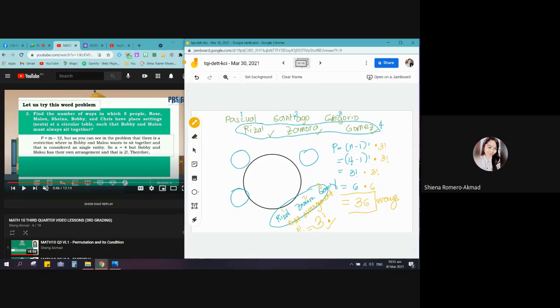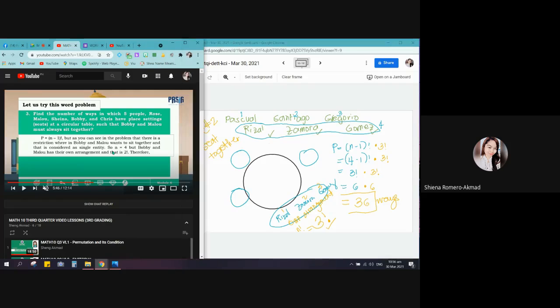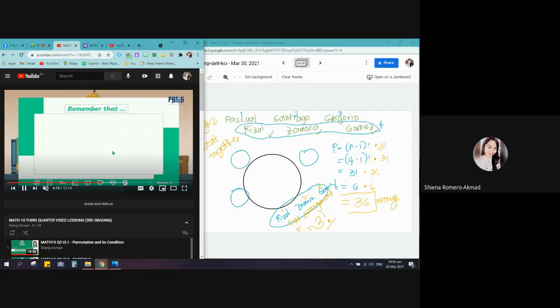So ganito po ang gagawin kapag merong gusto magkakasama sila. Remember yung case number 2? Sa case number 2, if elements must go together, yung condition na yon, ito po yung way kapag circular table. Intindihan? So let us... yan.